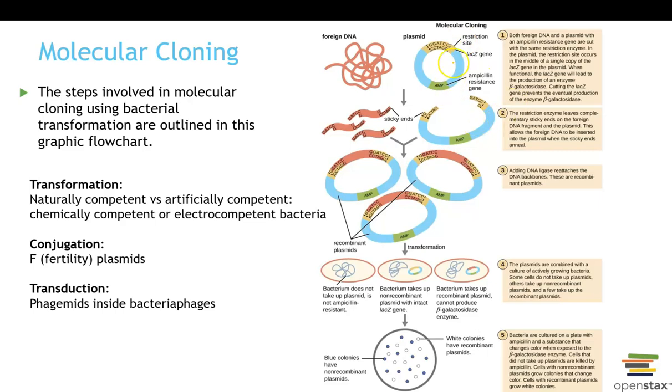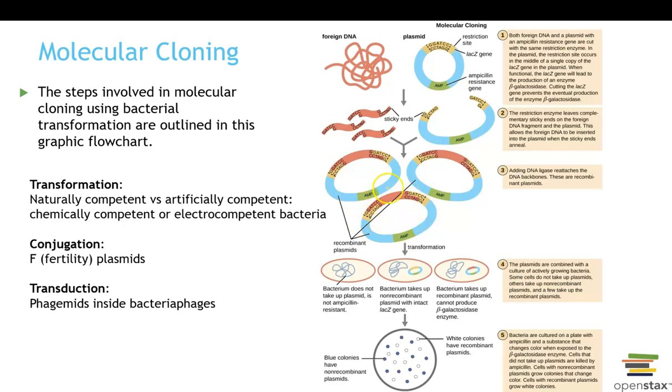And you can see here a nice cartoon of how this genetic engineering works. This is our foreign DNA, and this is the plasmid. We're going to cut both of them with the same restriction enzyme, which, for example, can make a sticky end in both the DNA fragment and our plasmid. Then we're going to glue them together using ligase, which is the enzyme that does ligation.